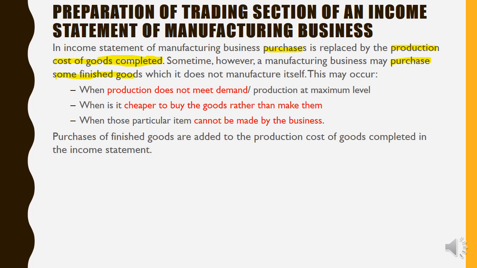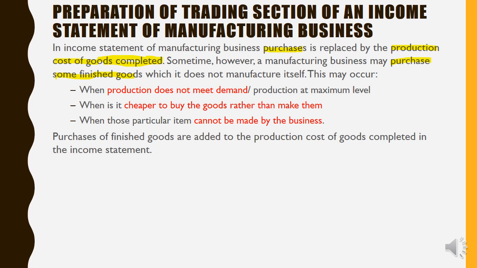Another reason is when it is cheaper to buy the goods rather than make them. Let's say we are producing 20 products. Out of the 20 products, suddenly we realize for 2 products it is cheaper to buy from another supplier or another manufacturer. So what we do, we produce 18 products and sell to the customers. The other 2 products we buy from an outsider or another manufacturer and sell to our customers. So here we have a manufacturing cost for the 18 units, and we do have purchases of finished goods for the 2 products.